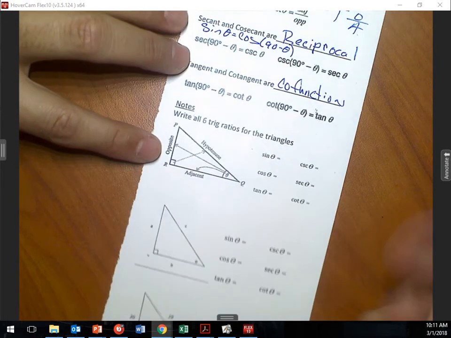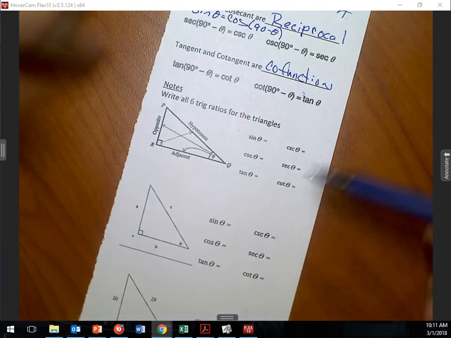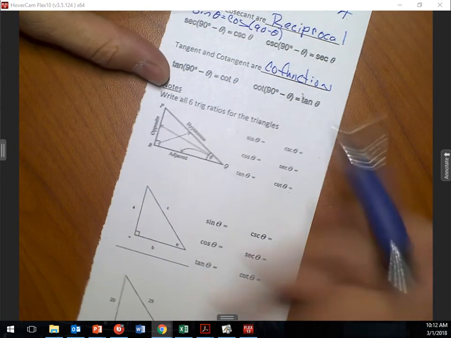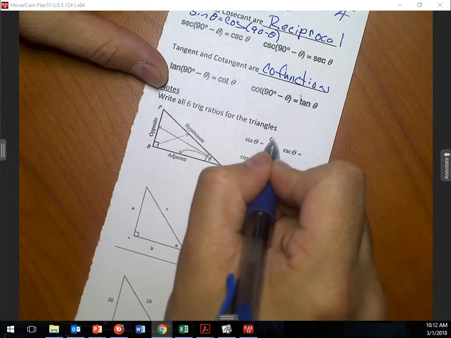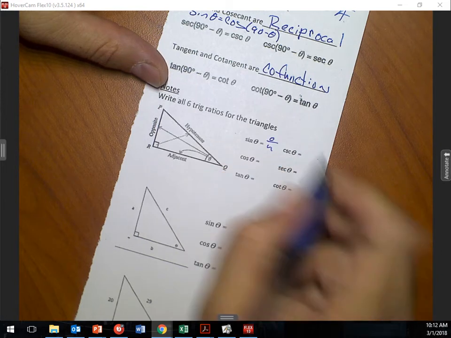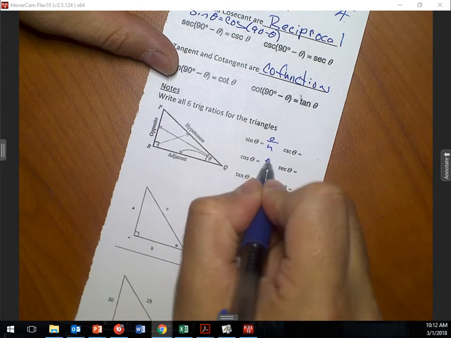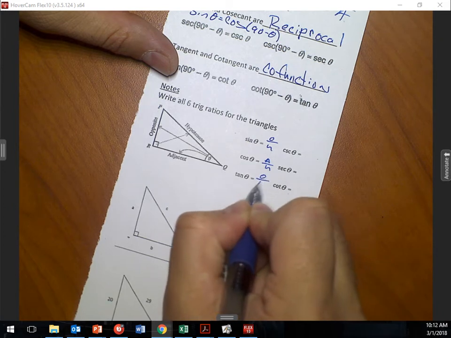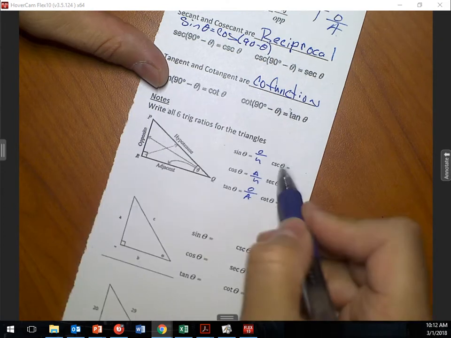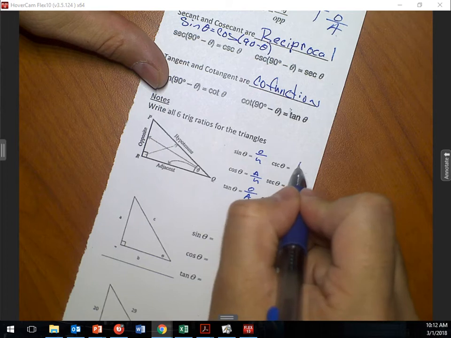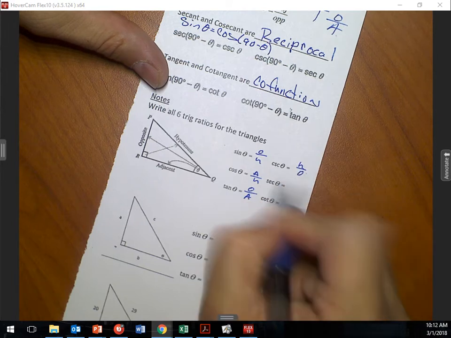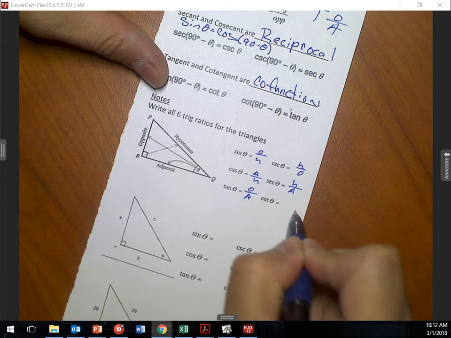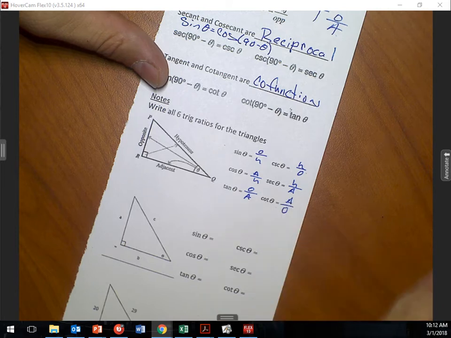All right, let's try and set this up now. From this right here, sine of theta is always opposite over hypotenuse. Cosine is adjacent over hypotenuse. Tangent is opposite over adjacent. And then I write the reciprocal of it, which would be h over o. Secant is h over a. Cotangent is a over o.